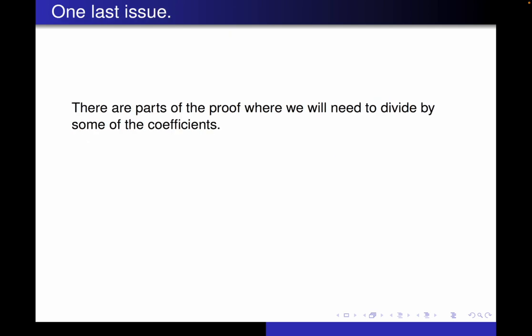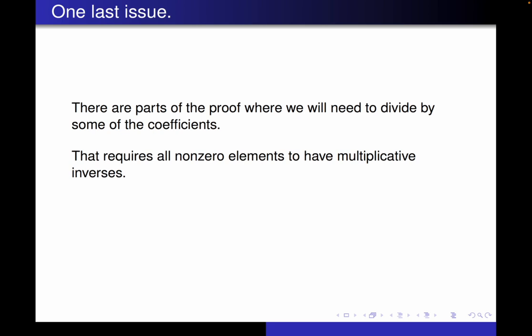Now, there are going to be parts of the proof where we need to divide by some of the coefficients in order to make things work. So division really means multiplying by the multiplicative inverse, and we don't want to be hampered by the questions of whether that multiplicative inverse exists. So that's going to require all non-zero elements to have multiplicative inverses. Of course, we can't have 0 having a multiplicative inverse, so this is the best we can do. And that means that the ring of coefficients, the R in R[x], has to itself be a field.